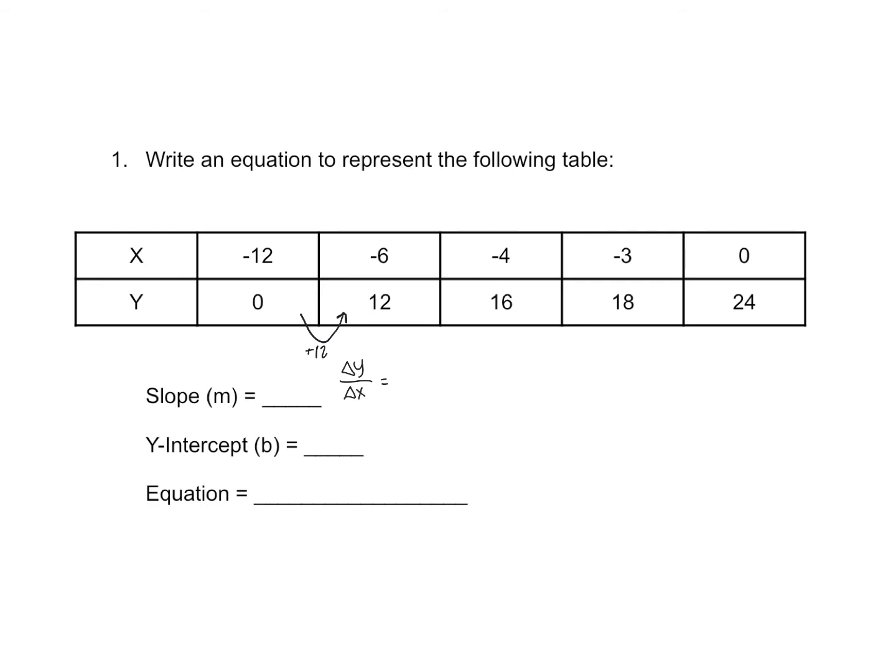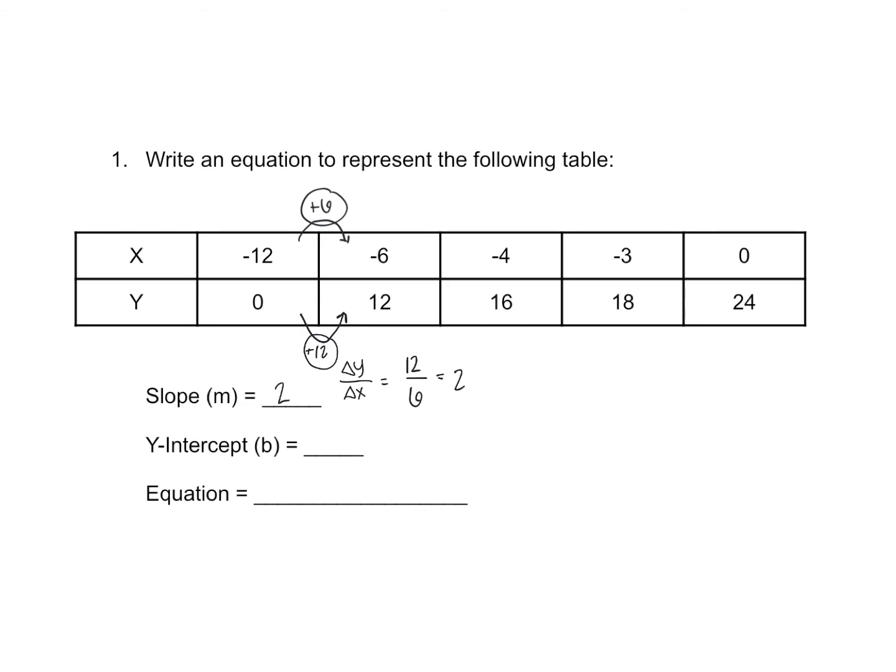And now we're going to do that same thing for our change in x. How do we get from negative 12 to negative 6? Well, to do that, we would add 6. Then we take our change in y value, put that on top, our change in x value, put that on the bottom, and then we simplify, which gives us our slope of 2.